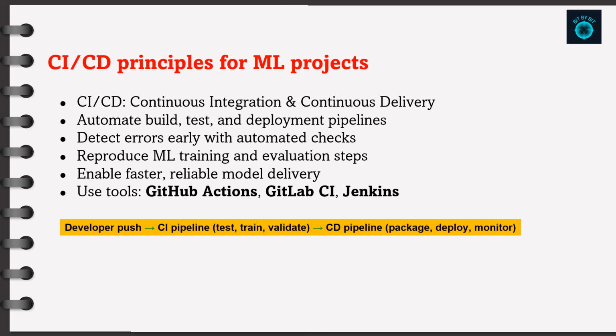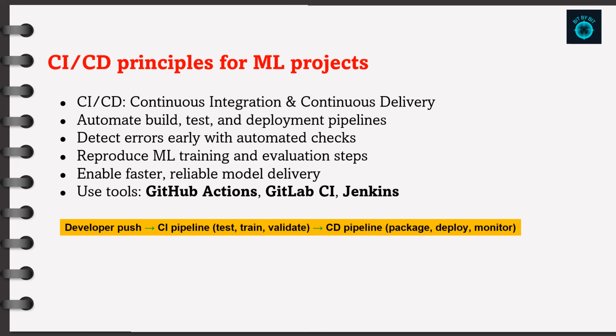Let's break it down. Continuous integration, or CI, means every time someone commits code to the repository, a pipeline automatically runs to verify that nothing breaks. That pipeline usually includes linting, unit tests, data validation, and sometimes even a short model training run. This helps catch issues early, before they reach production.